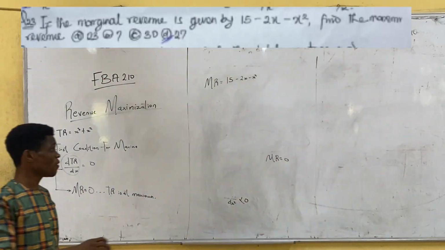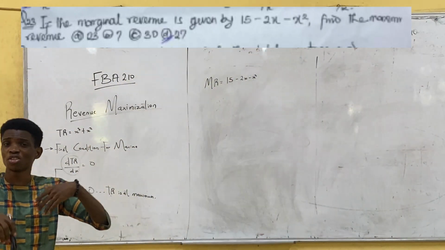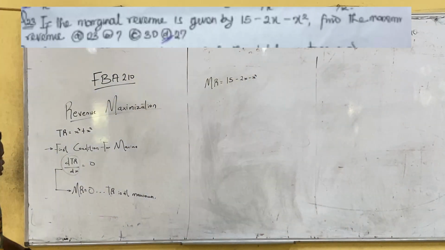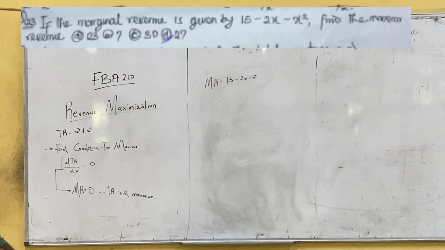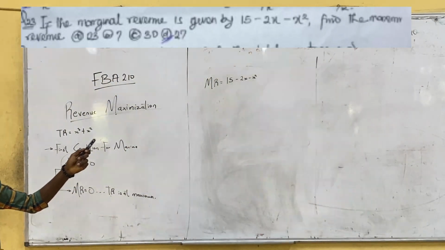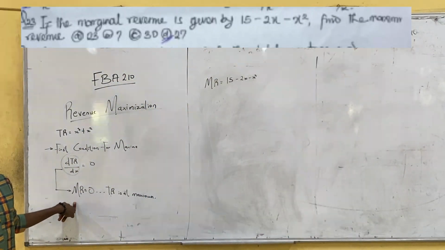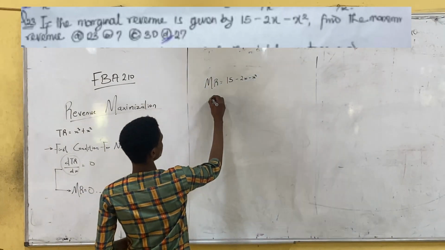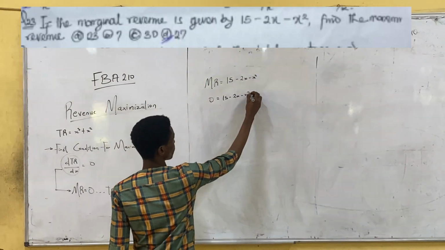Find the maximum revenue. So remember, whenever you're going to find the maximum revenue, the first thing for us to do is to differentiate, right? That's finding our MR. Although in this particular question, we're already given the MR, isn't it? So we can go on and equate it to 0, then we solve. Remember, at maximum, your MR equals 0. So here I can have 0 equals 15 minus 2x minus x squared. Do you agree with me?